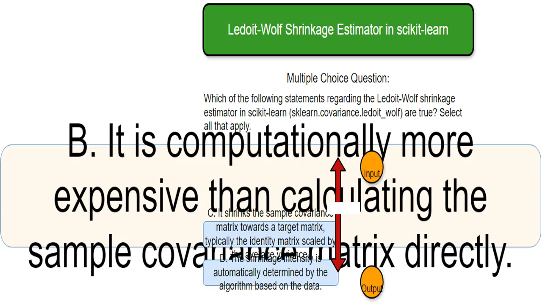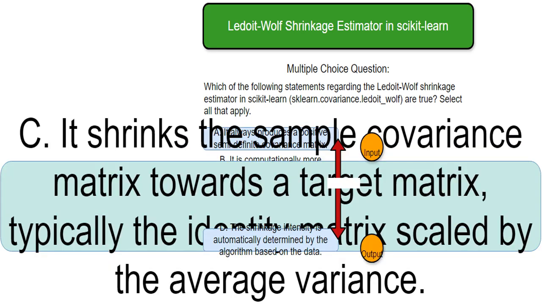This statement is true. Calculating the sample covariance is straightforward. However, Ledoit-Wolff involves an optimization step to find the best shrinkage intensity, making it computationally more demanding. This is also true. The Ledoit-Wolff method doesn't just use the sample covariance directly. It shrinks it, making it less variable, toward a target matrix. This target is often a scaled identity matrix, helping to improve the accuracy of estimates, especially with many variables.